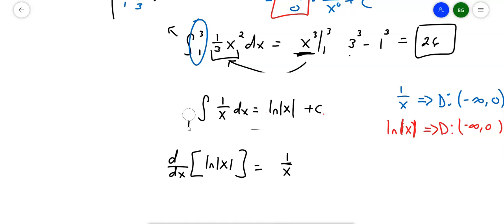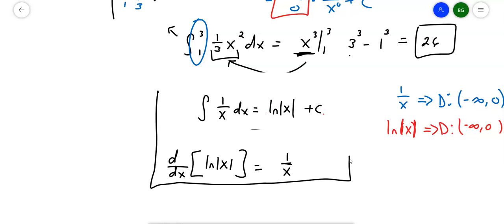Maybe I should expand my box. These are probably our two key takeaways from this video. If I want to take the antiderivative of 1 over x, I cannot use the power rule for antiderivatives. I'm just going to have to remember this relationship that the antiderivative of 1 over x is the natural log of the absolute value of x. And we can use the fundamental theorem of calculus to learn one more fact, and that's that if I want to take the derivative of a natural log, the answer is going to be 1 over x.